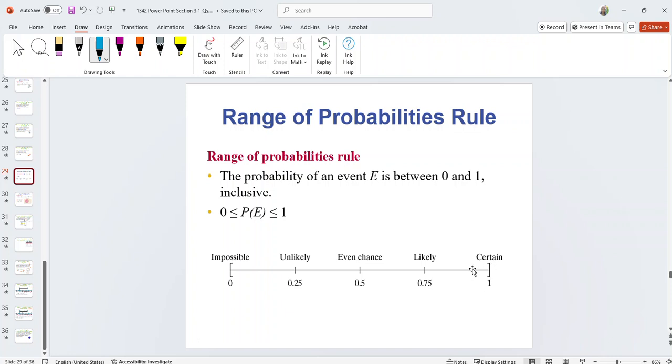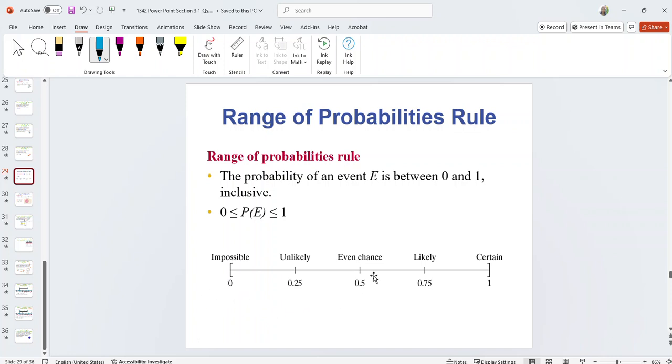And instead, the chance of raining tomorrow is 0. That means it's impossible. It's not going to rain at all, right? So that is in here. 0.5 is kind of half and half, right?